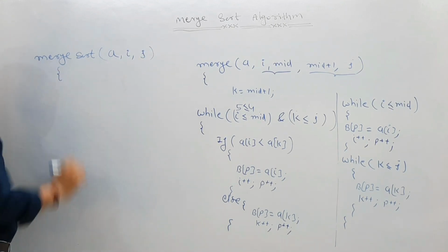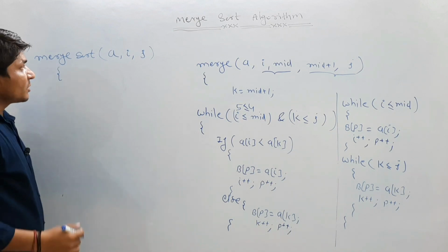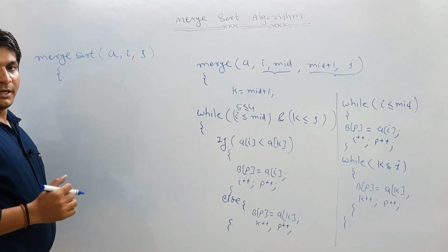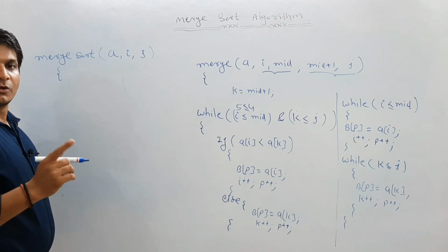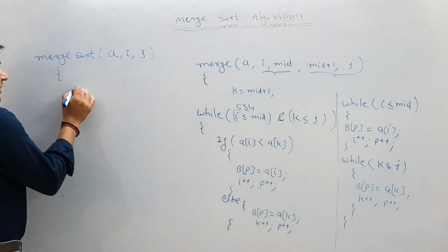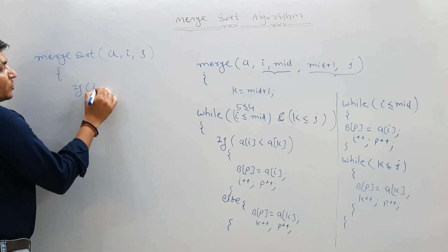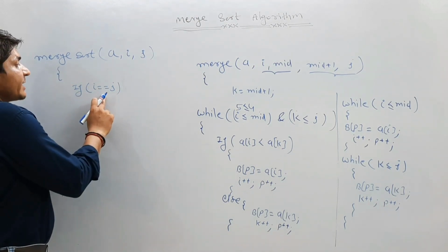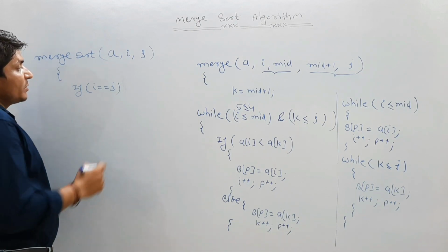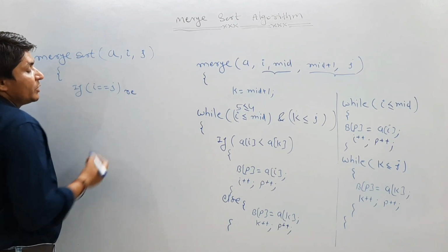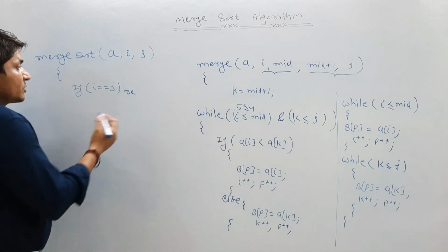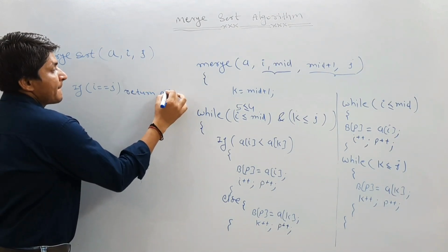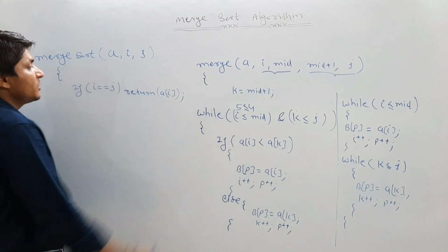Now let us talk about the first condition. If the array contains one element, we don't need to sort that element because one element is already sorted. So if I equal to j, it means the array contains only one element, and one element is always sorted. So you don't need to sort that array, and you can simply return a of i.